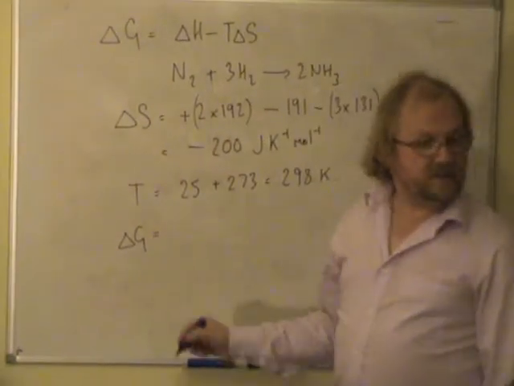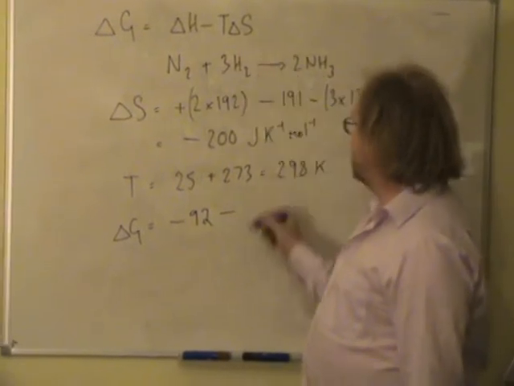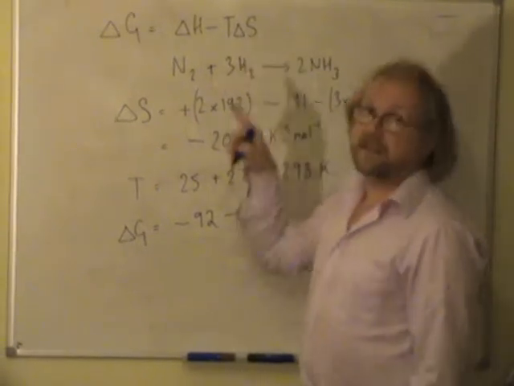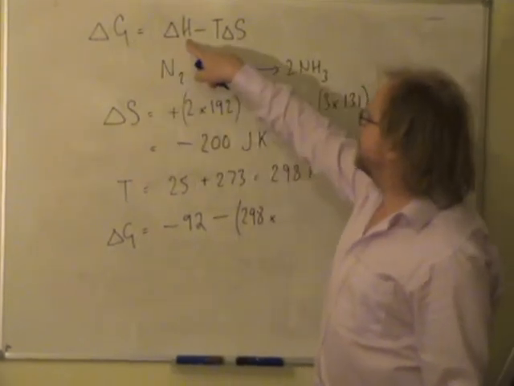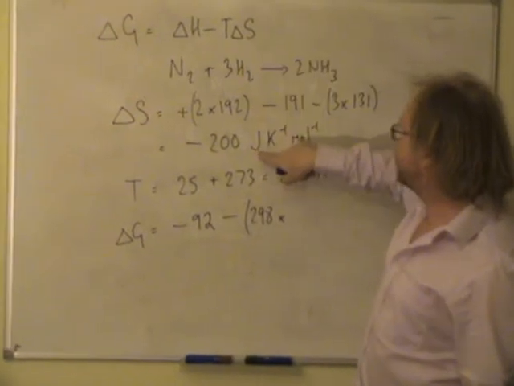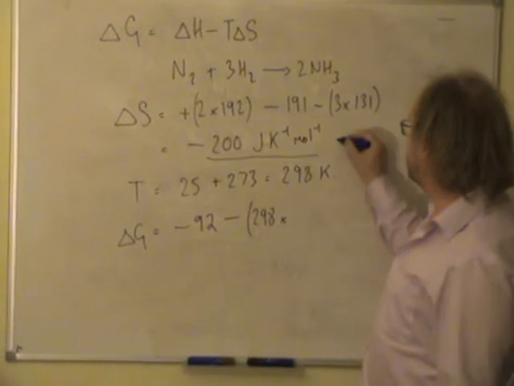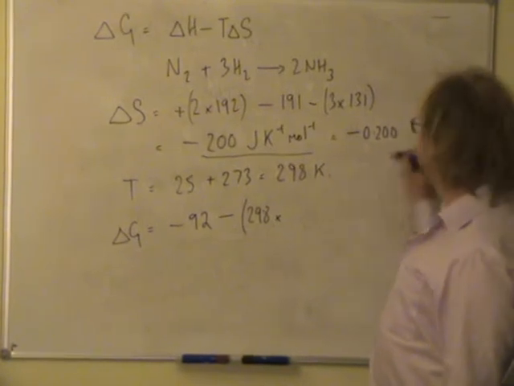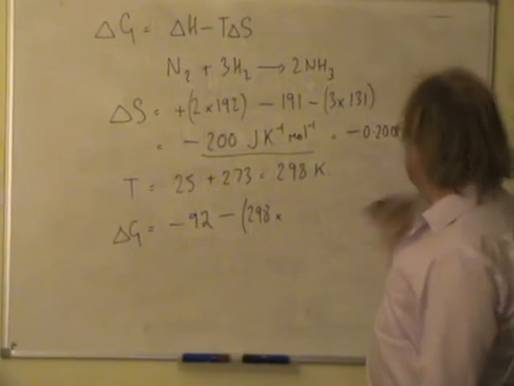Delta H, we're told, is minus 92. And then it's minus 298 times, and we've got to be careful with delta S for 2 reasons. First of all, remember that because delta G and delta H are going to be in kilojoules per mole, then delta S also needs to be kilojoules rather than joules. So that number that we had for delta S, minus 200 joules per Kelvin per mole, we've got to divide it by 1,000 and get minus 0.2 kilojoules per Kelvin per mole. And then we can put that number in there.